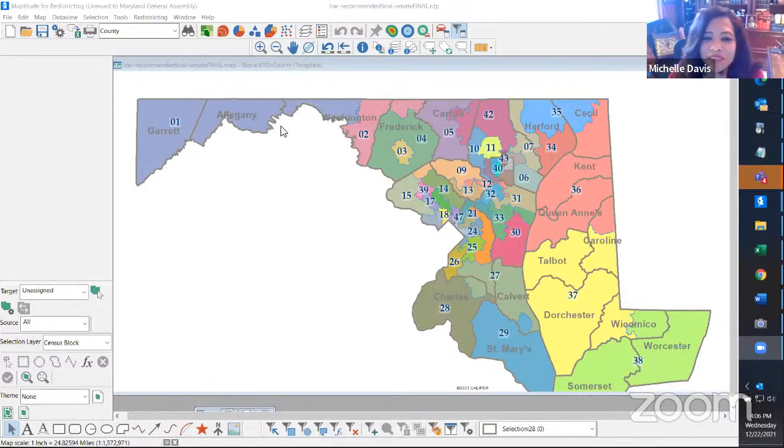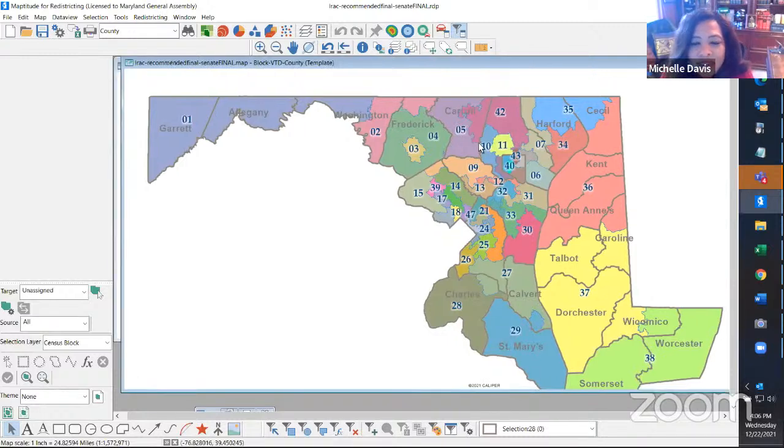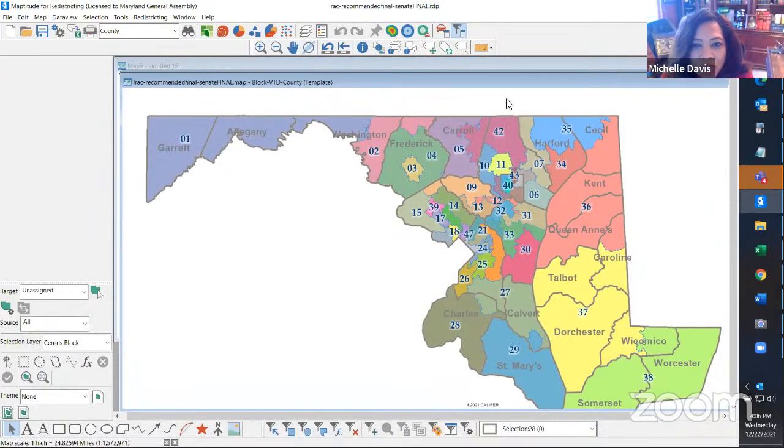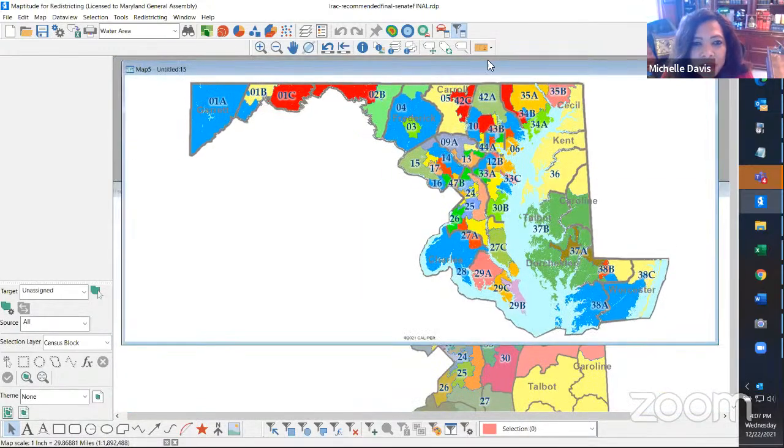Okay, hopefully everyone can see the screen, the Senate districts on the screen here. So these are the Senate districts, meaning they are not subdivided in this map. It's just a view of what the map would look like with just the Senate districts overlaid. And what I'm going to show you now is the same map, but with the Senate district subdivided.